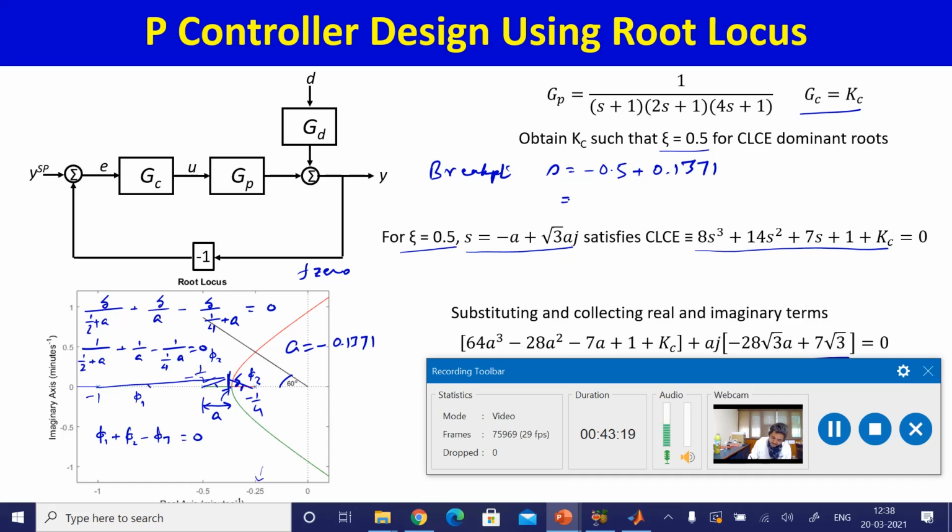And this turns out to be, let's calculate, 0.5 minus 0.1371, so 9 minus 7 is 1, 9 minus 3 is 6, 4 minus 1 is 3. So s is equal to minus 0.3619.